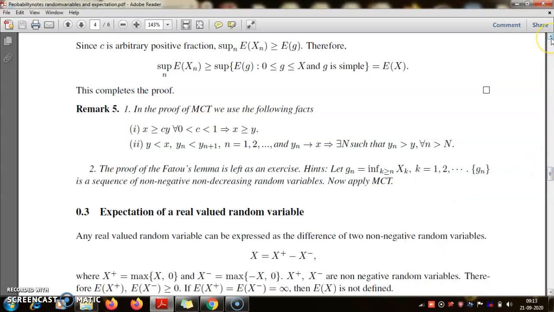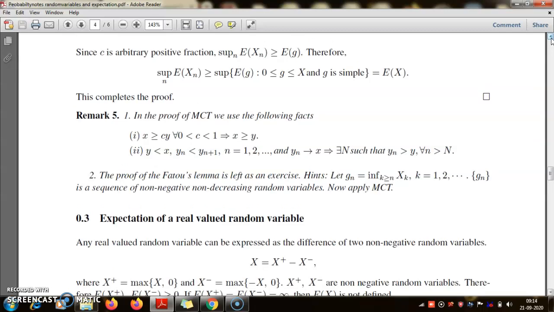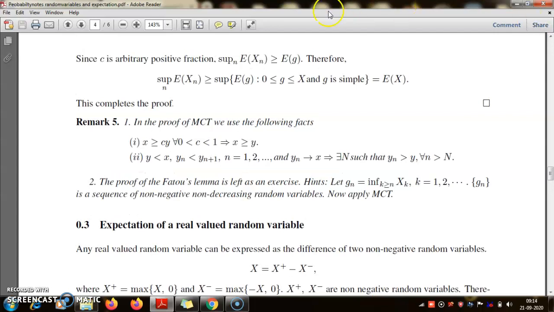This lecture is going to be on expectation. I am going to explain the concepts of monotone convergence theorem, its proof, and expectation of a real valued random variable. I have already uploaded a note which you can see now, titled Probability, Random Variables and Expectation.